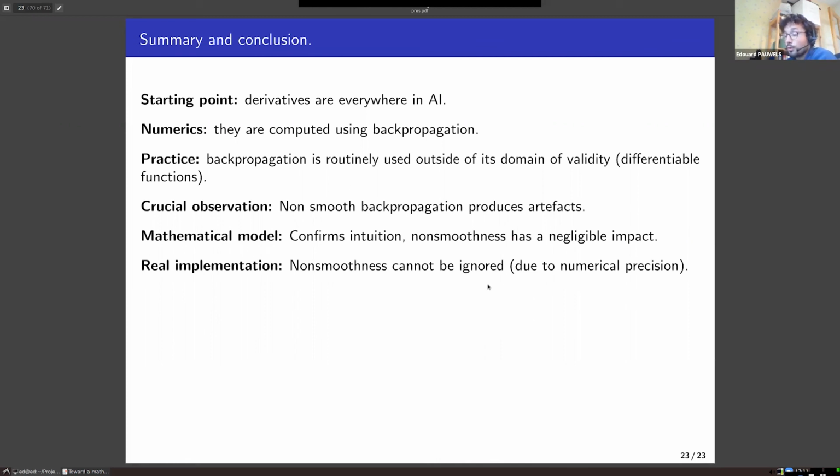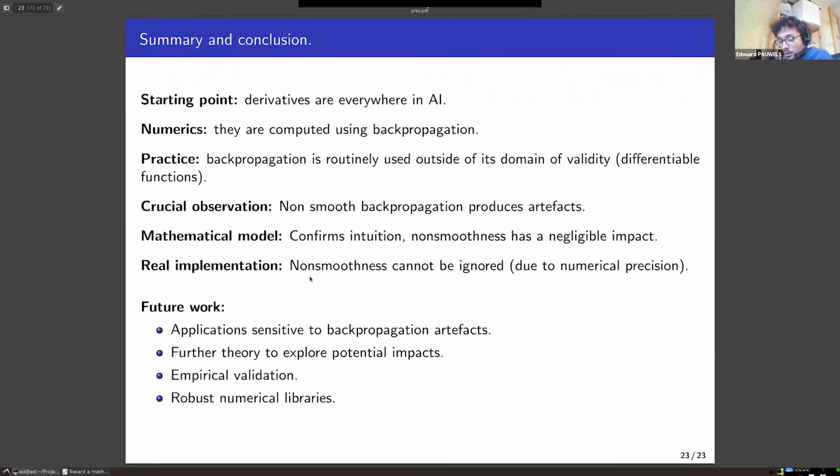However, when we confront this theory with real experiments, we see that artifacts cannot be ignored, because negligible sets may actually be fattened by rounding errors due to numerical precision, and so become visible. This is a numerical precision issue. So future works include investigating applications which will be sensitive to those backpropagation artifacts, developing the theory further in order to understand the potential impact, and validating the theory on empirical experiments.